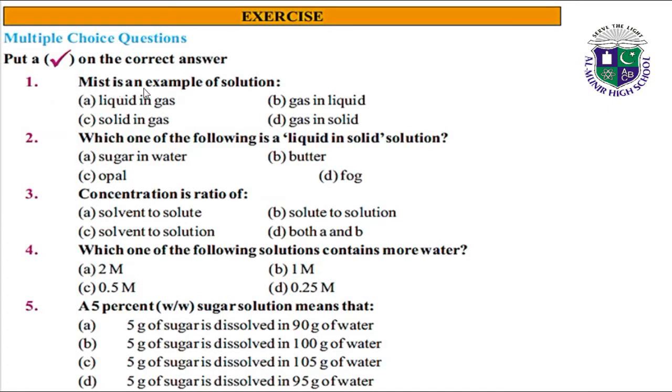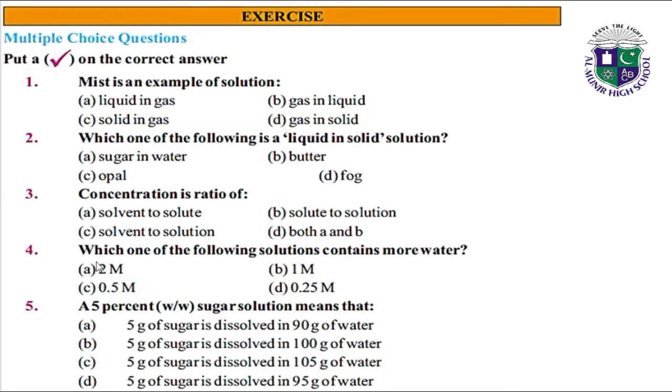Mist is an example of solution. The correct answer is A, liquid in gas. Number 2, which one of the following is a liquid in solid solution? The correct answer is B, butter. Number 3, concentration is ratio of. The correct answer is B, solute to solution.